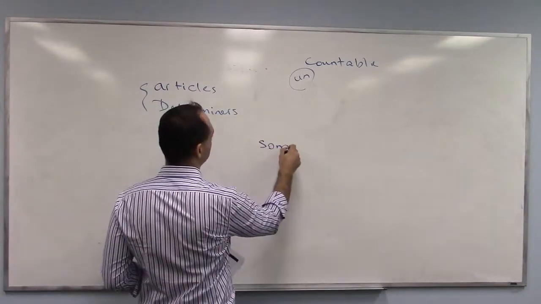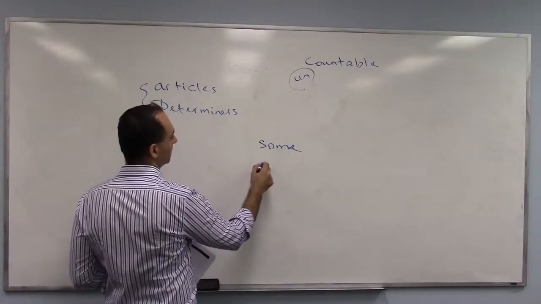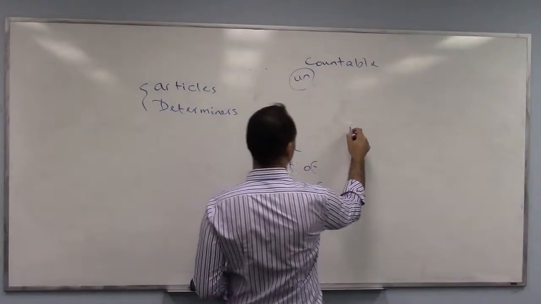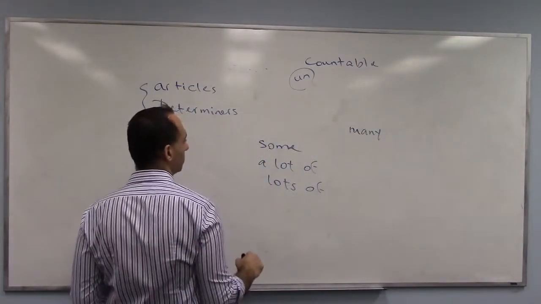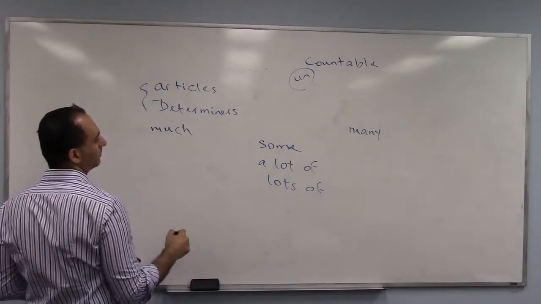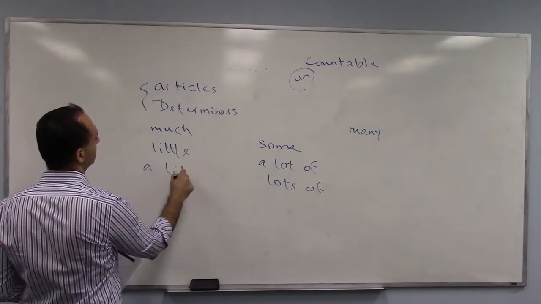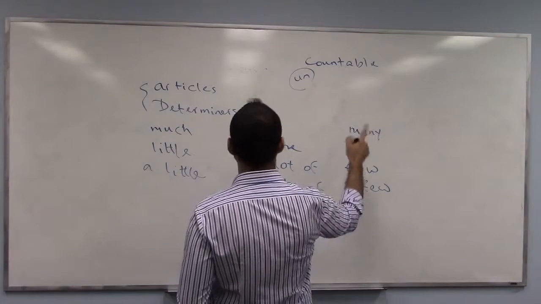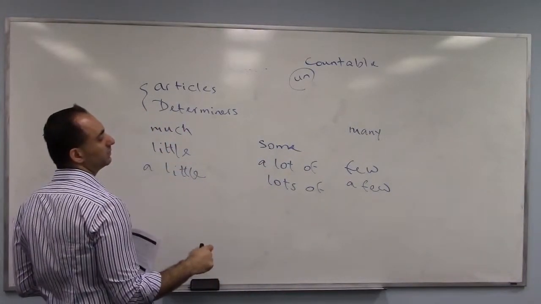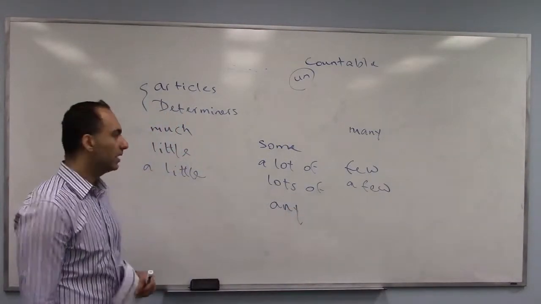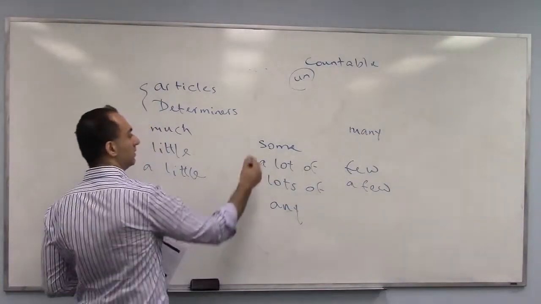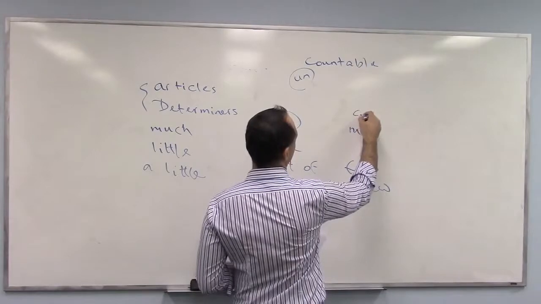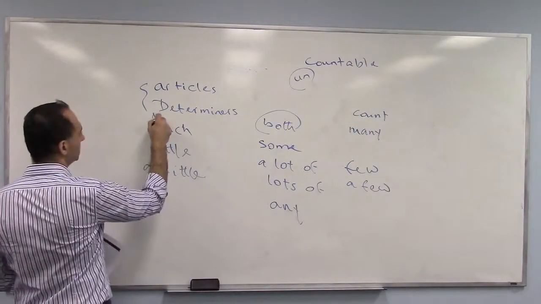But also when it comes to quantifiers, countable or uncountable? Some, a lot of, lots of, many, much, little, a little, few, a few, any. So some, a lot of, lots of, any: both countable and uncountable. Many, few, a few: countable. Much, little, a little: non-count.